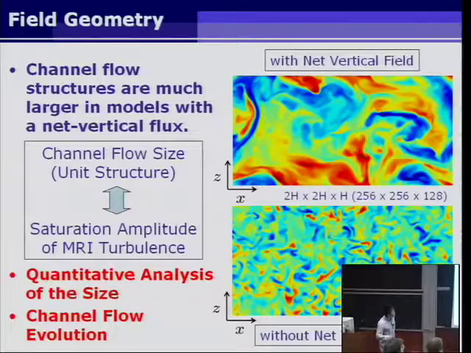This is with net flux and without, so you can see the huge difference in the scale of the channel flow. This suggests the channel flow size, or unit structure of the turbulence, could really correlate with the saturation amplitude. So a larger size gives a larger saturation amplitude. The size of this small structure could control the saturation amplitude.